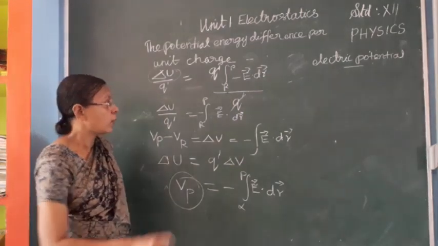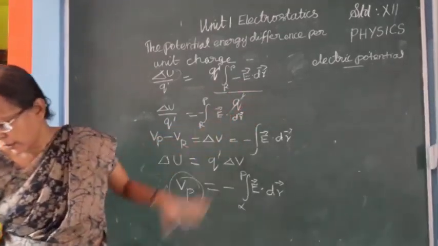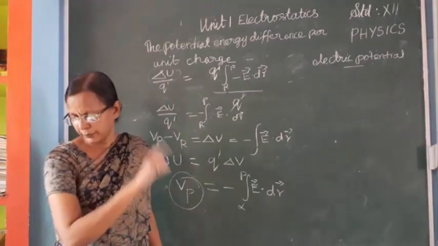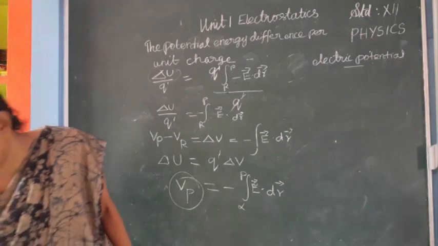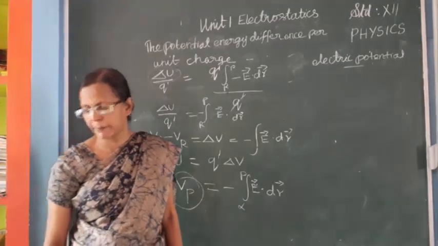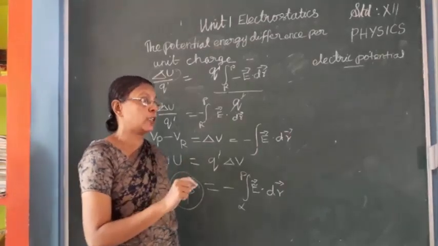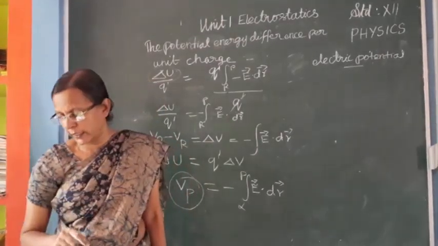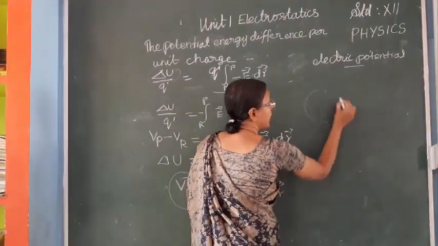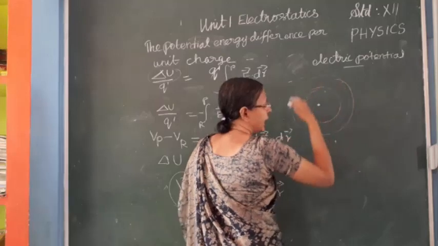So what is electric potential? The definition is very important. In this definition there are some important points. The electric potential at a point P depends only on the electric field of the source charge, the source of the potential. The source charge has some electric field lines around it.